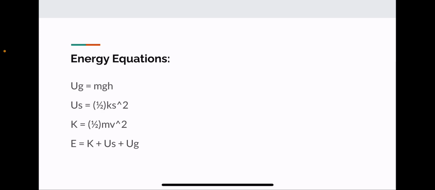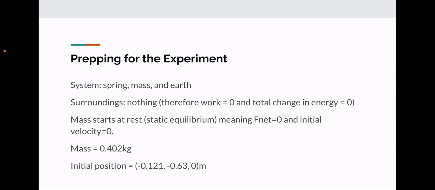There are three different energies present in this experiment. Kinetic energy describes the actual motion of the object, while the gravity potential and spring potential show what will happen to the object. All of these added together give us the total energy of the system. It is easiest to include everything in the system and nothing in the surroundings. This includes the spring, the mass, and the earth. When we do this, it means no external work is being done on the system.